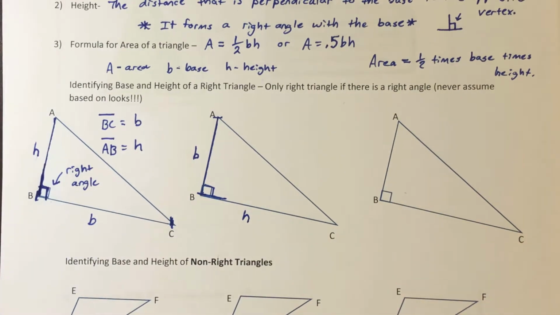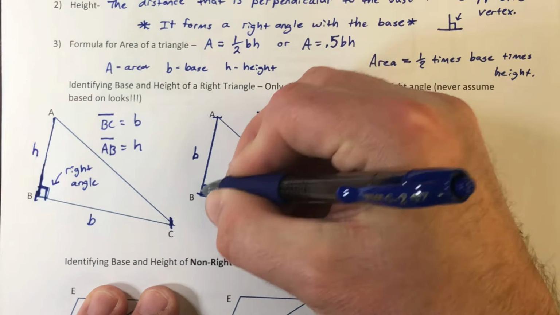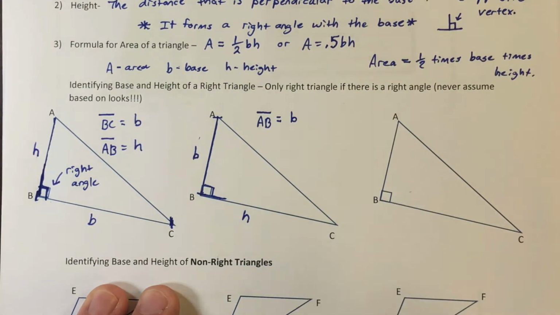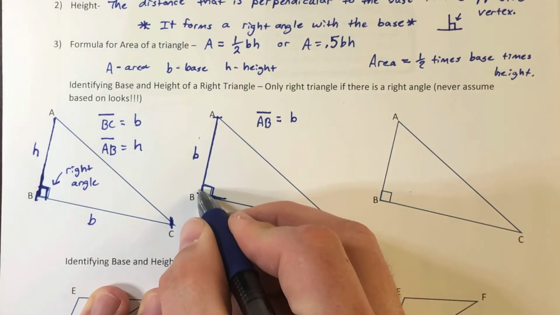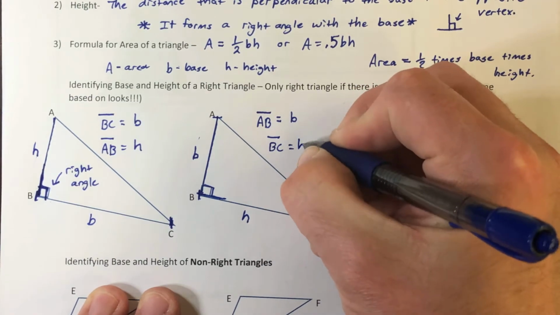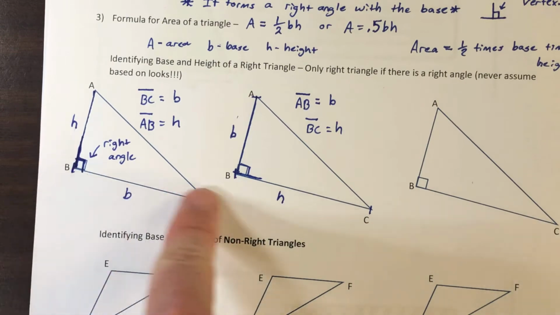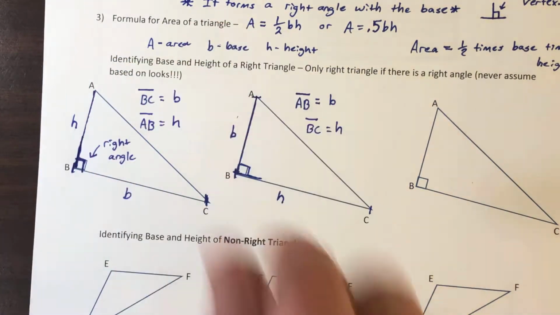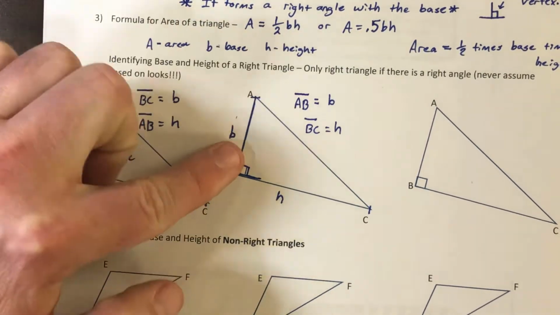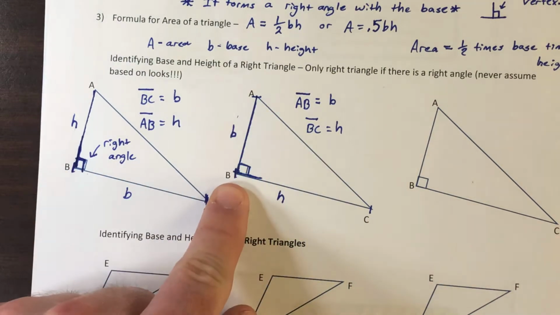So we've labeled it. How would you identify it? I could say line AB equals my base. In this situation, line BC would be my height. So in this example, I said this is the bottom or the base of my triangle, meaning this would be the height. It's the line that is perpendicular to it.